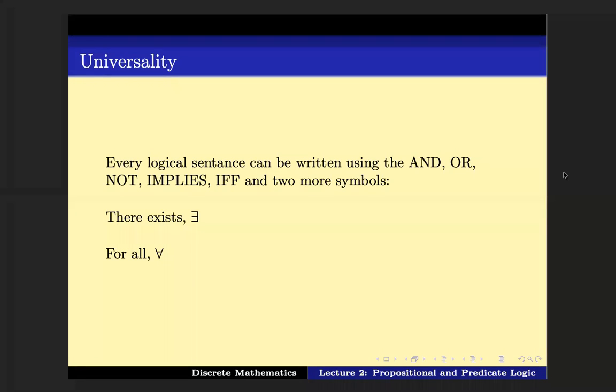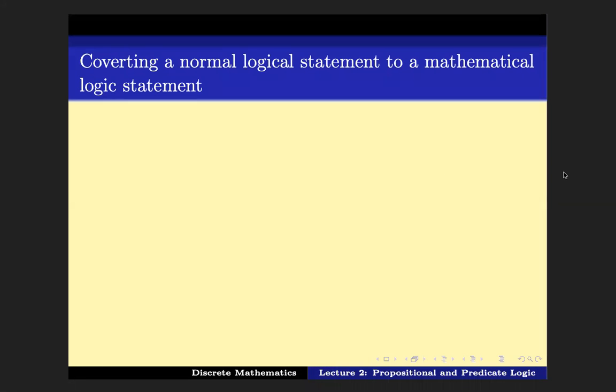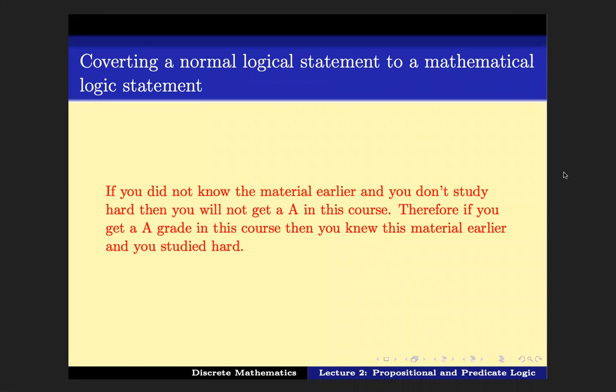So now let's go on here. Here are some examples in which you can convert an English statement to a mathematical statement. Here is a statement: if you did not know the material earlier and you don't study hard, then you will get an A in this course. Therefore, if you get an A in this course, then you knew the material earlier and you studied hard.